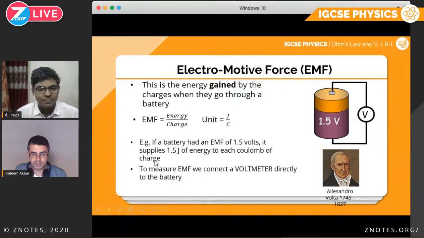Oh yeah, sorry, well to remember, ammeters are always connected in series. Voltmeters are always connected in parallel. What does that mean? A voltmeter always goes across a component, and an ammeter is always in line with a component. More on that later.